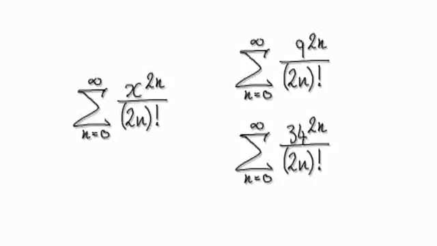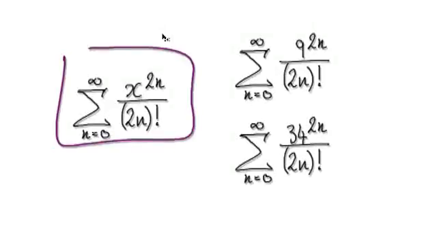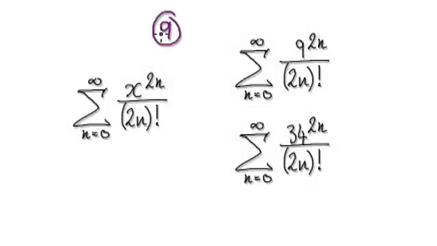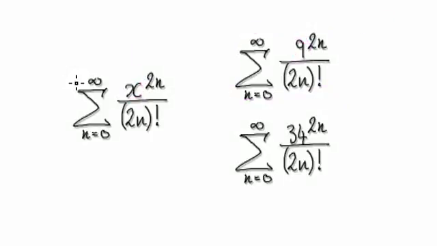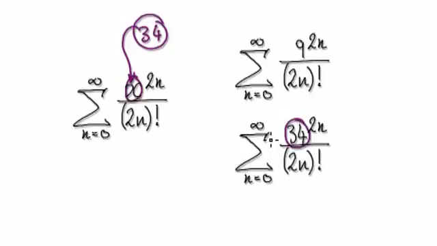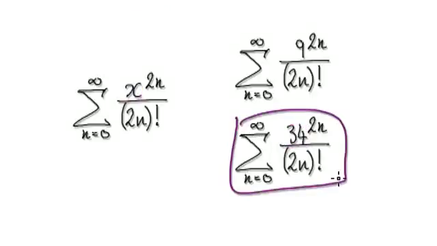In this video, we're going to investigate this series. Suppose I were to put a random number, let's say the number 9, into this x. Will this series converge or will it diverge? If I were to put, let's say, the number 34 into the x, will this series converge or will it diverge?